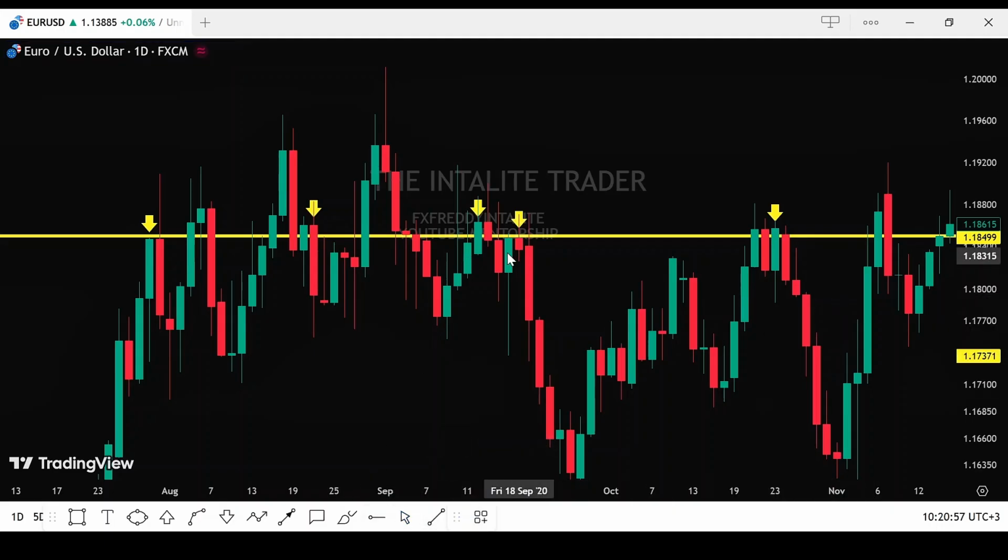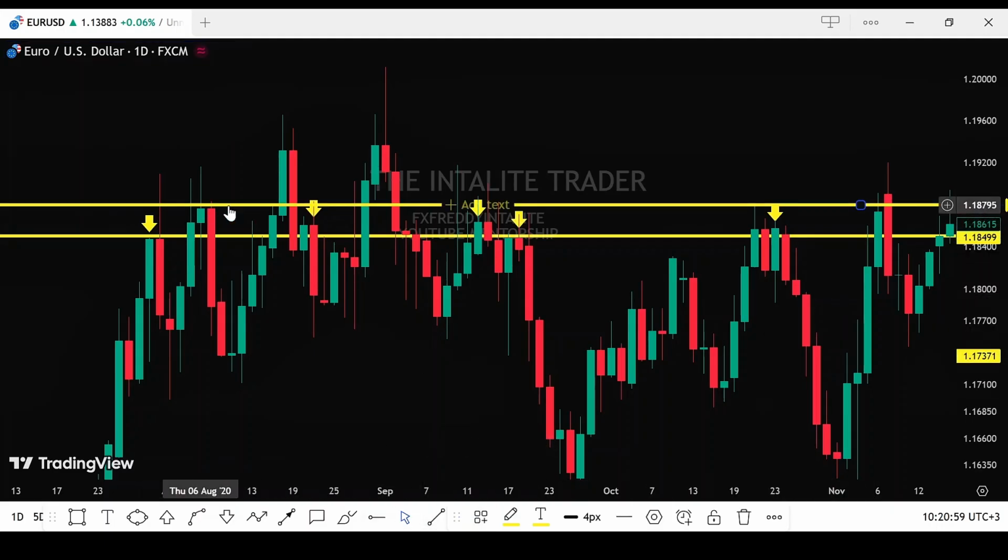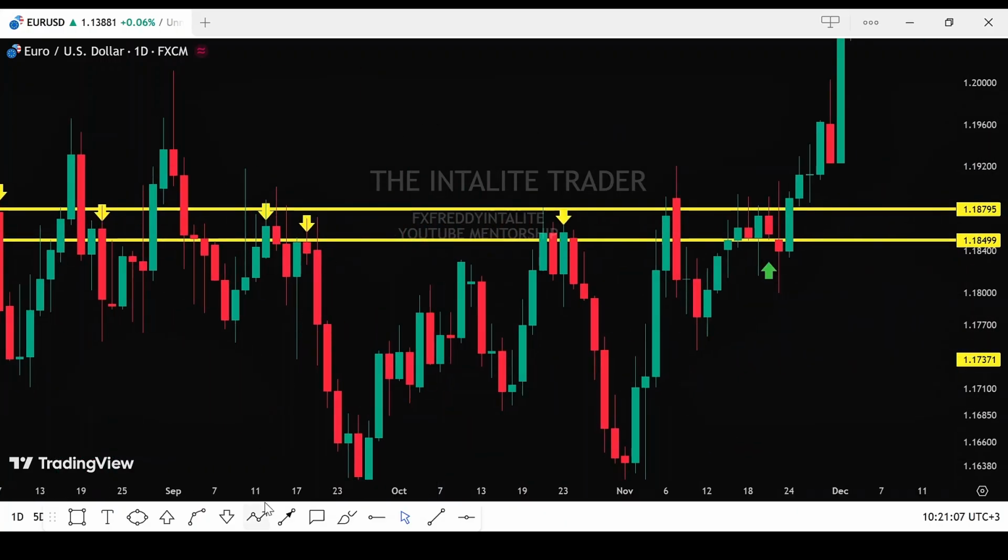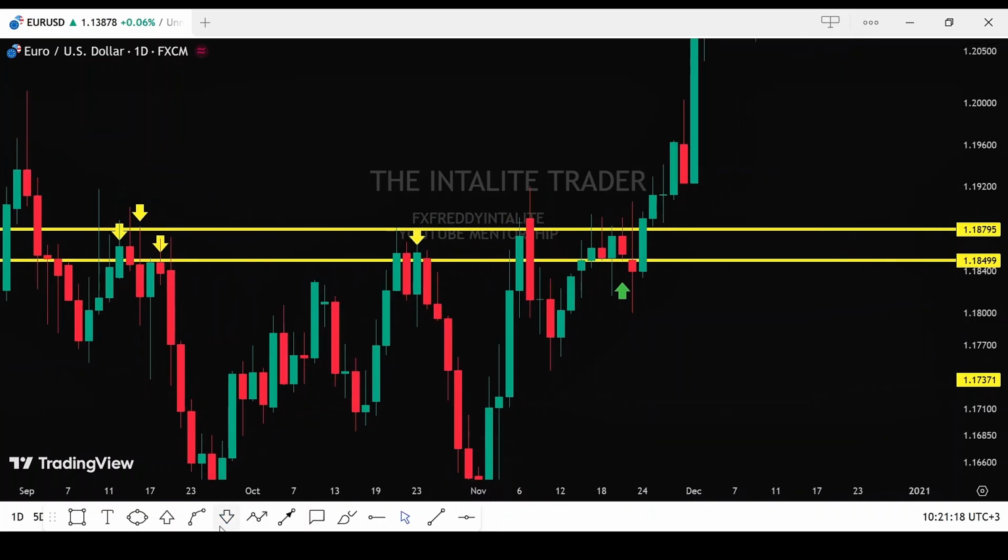Then we also pick another line here. If you mark this line, you will see price has respected it here. Price has again come in to respect it here. It has also respected it at this point, and again respected here.